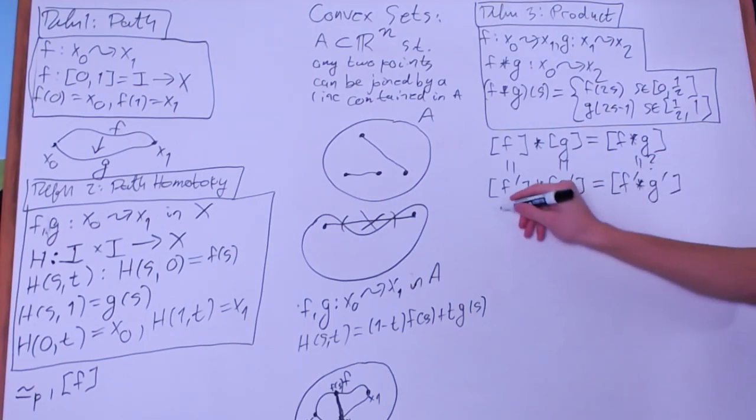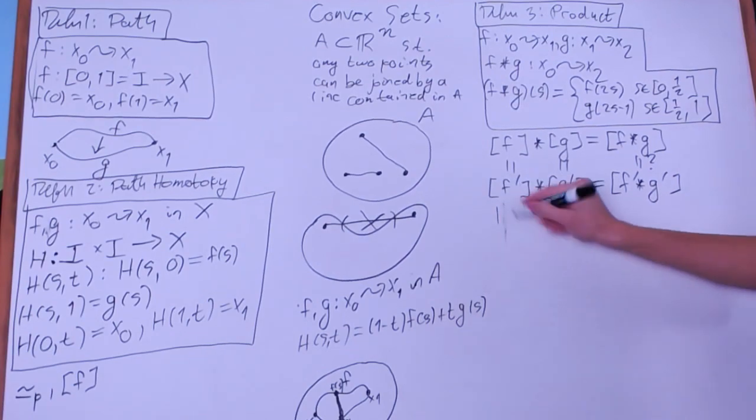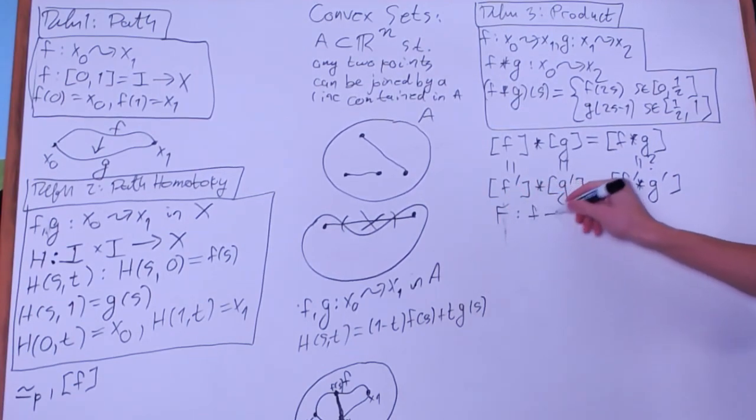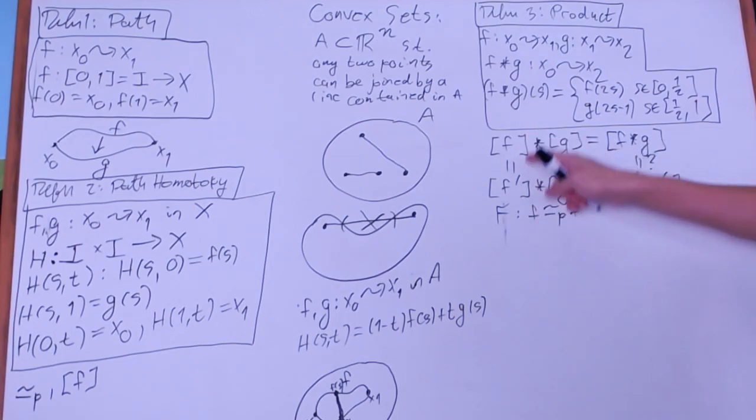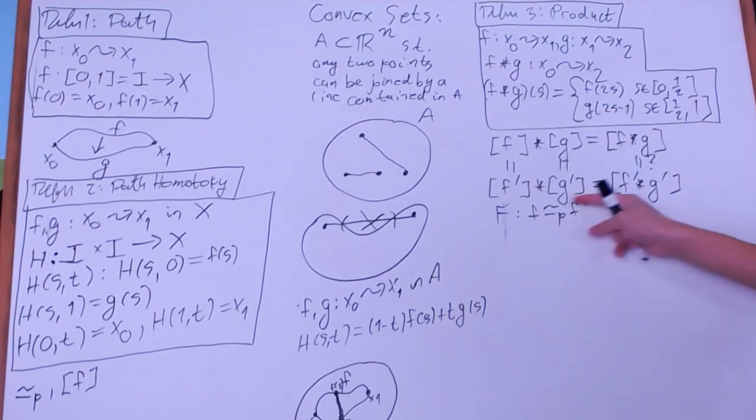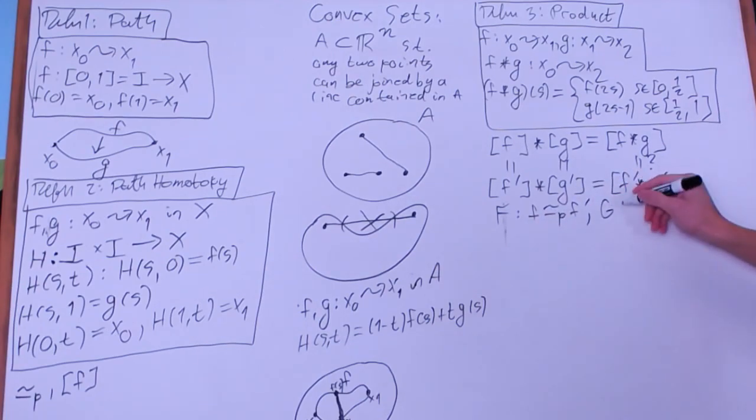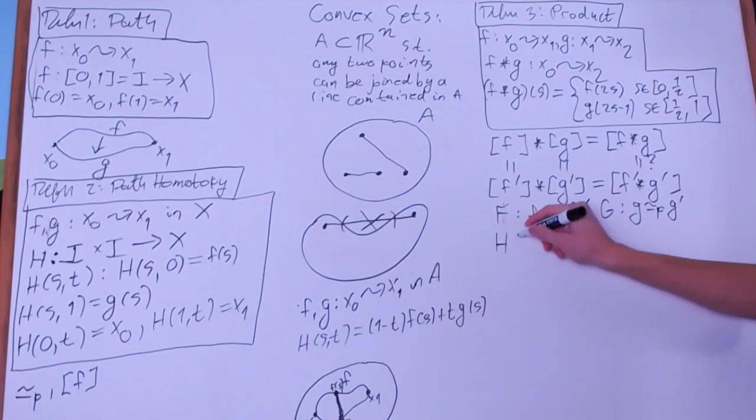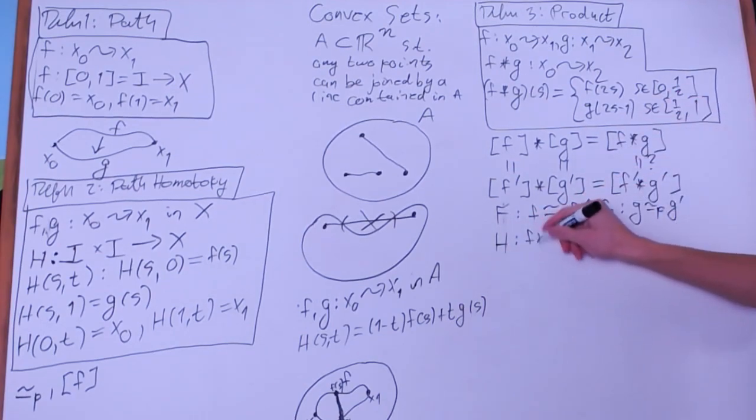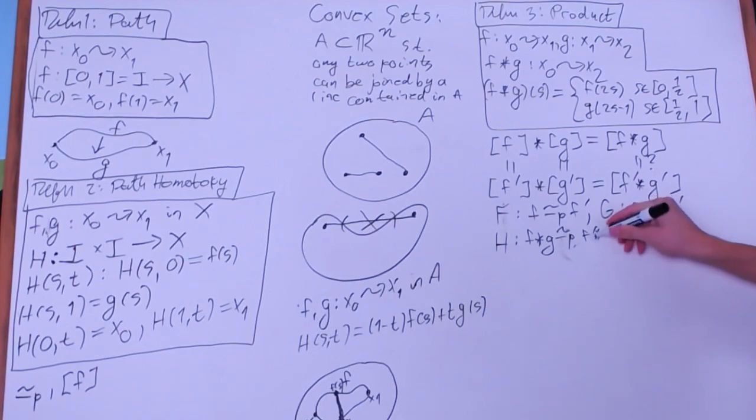So let's go ahead and say we have a path homotopy F from f to f prime. Because remember, if these are in the same equivalence class, that means that they are path homotopic. And then similarly, we can have a path homotopy G from g to g prime. Then what I'll do is define a new H, which will be a path homotopy from f star g to f prime star g prime.